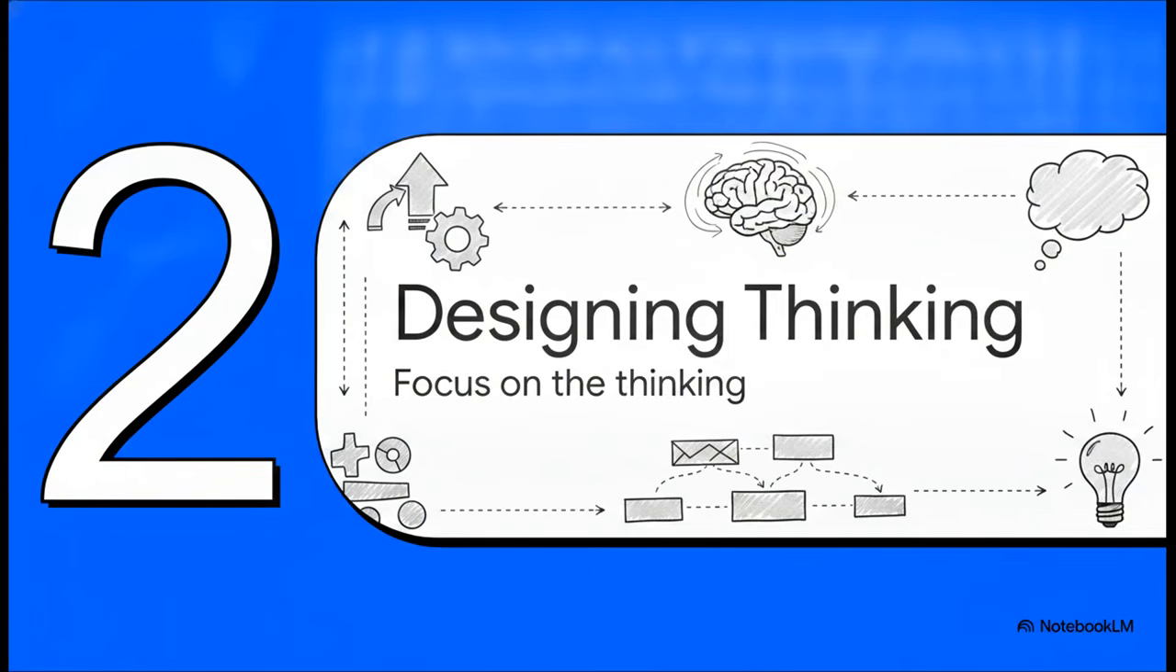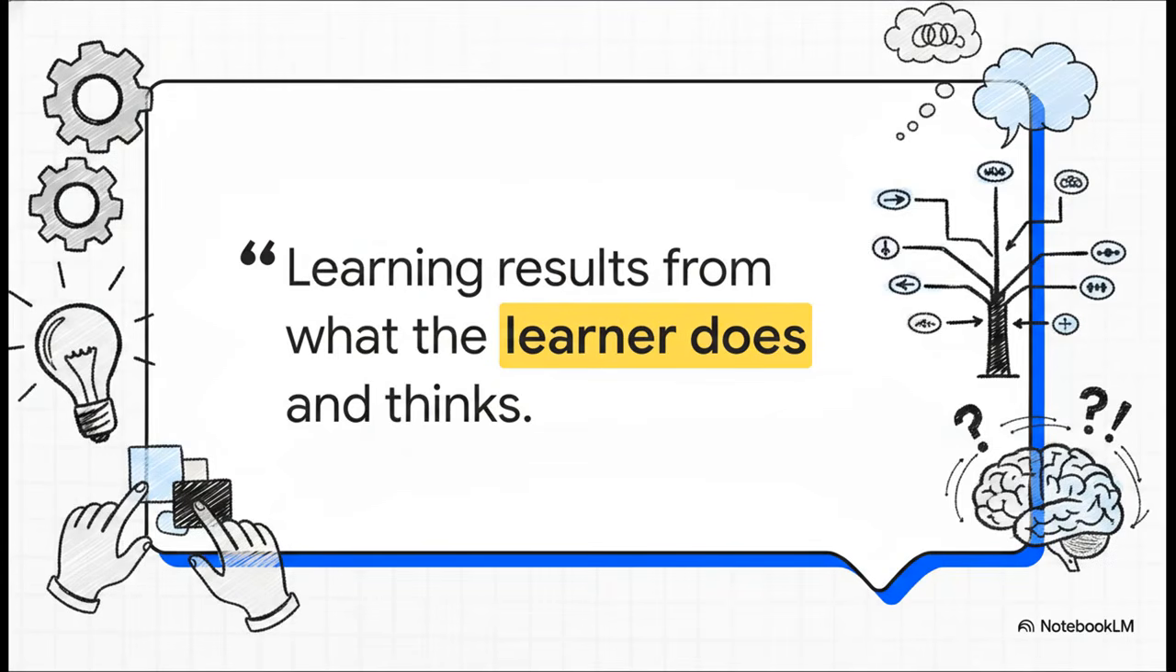Moving right along to part 2, designing for student thinking. The educational psychologist Herbert Simon really hit the nail on the head when he said, learning results from what the learner does and thinks, not from what the teacher does. That is such a powerful idea. Students learn because of the mental work that they themselves perform, not simply because we presented the information beautifully on a silver platter. And this completely anchors our shift to that thinking-first mentality.